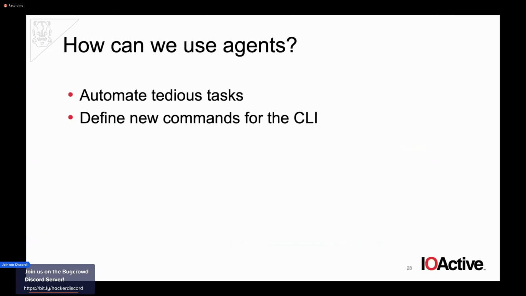So there are a couple of different use cases for agents besides what I've just shown you, which is basically automating something tedious, or gathering something that you might want to use across a lot of applications. We also want to think about the fact that we can use an agent to define new commands for the CLI as well. So I want to show a couple of examples of more complex programs that are fully contained in an agent, just to give you an idea of what is possible in your own programs.